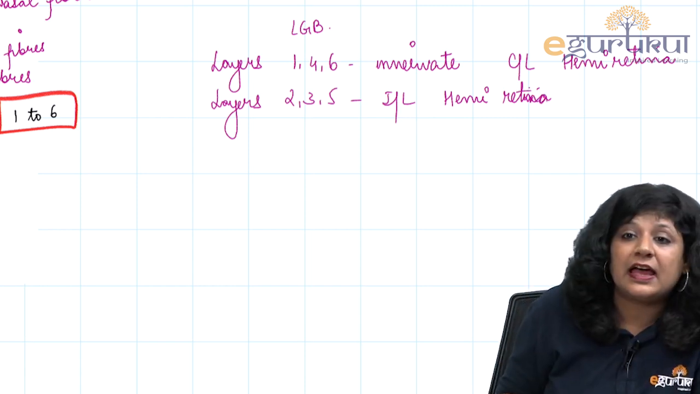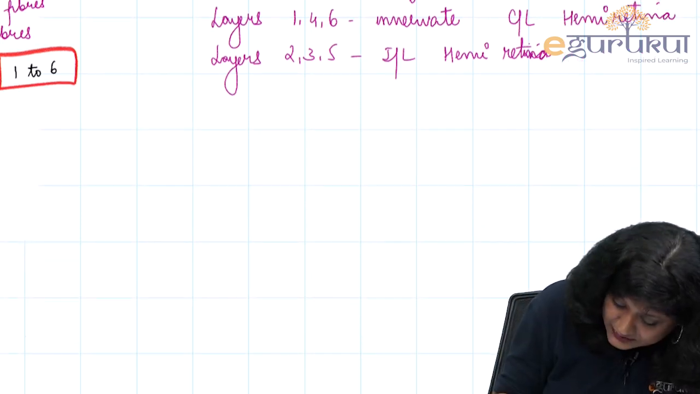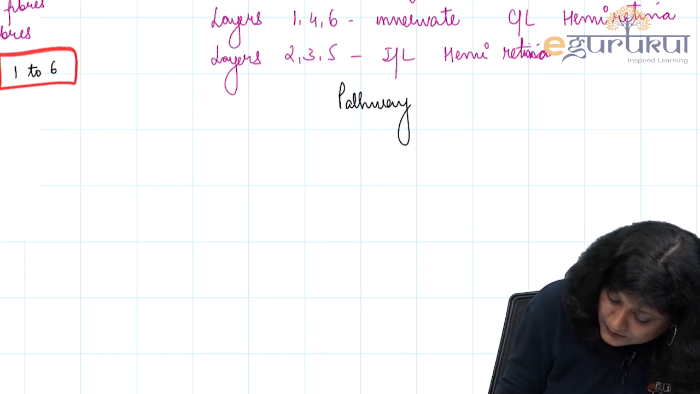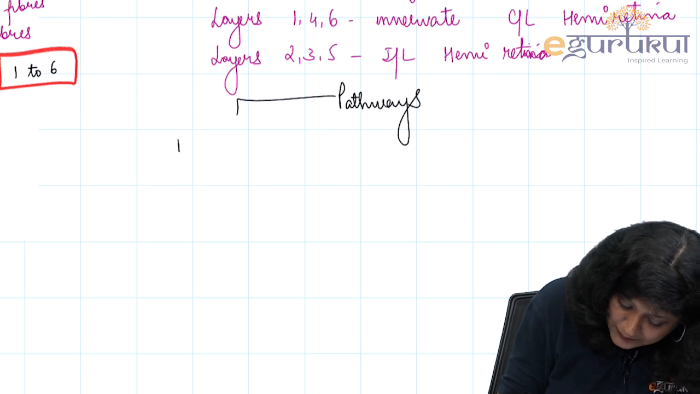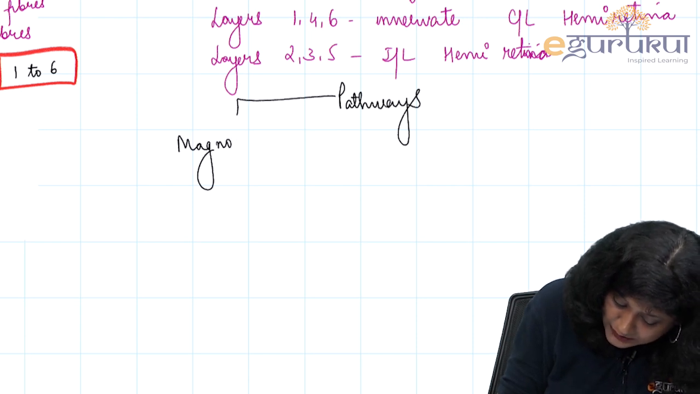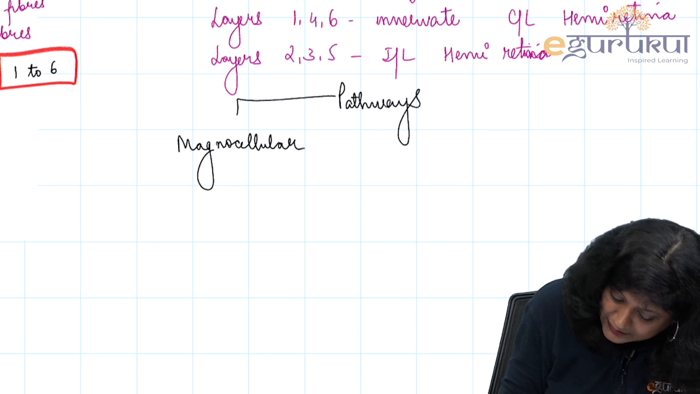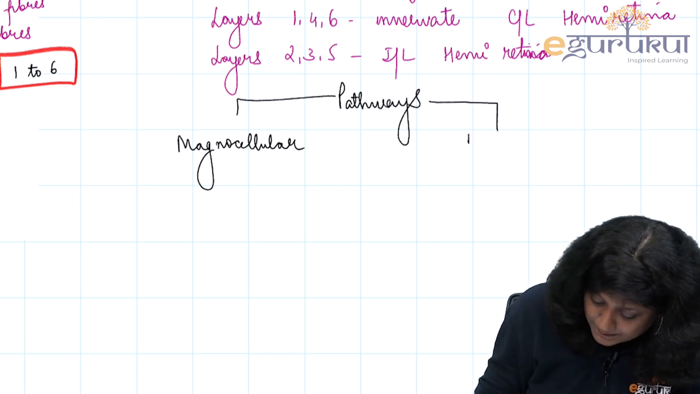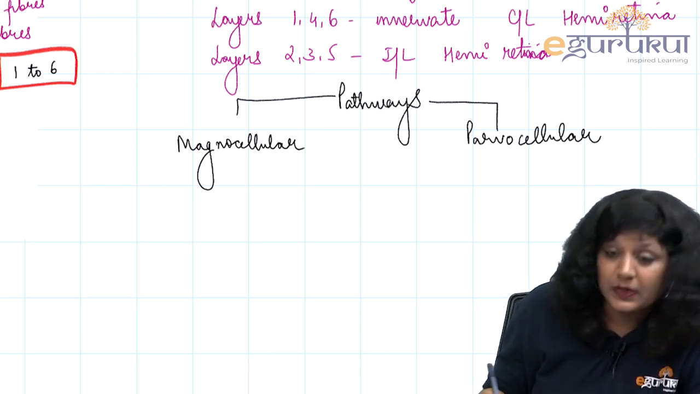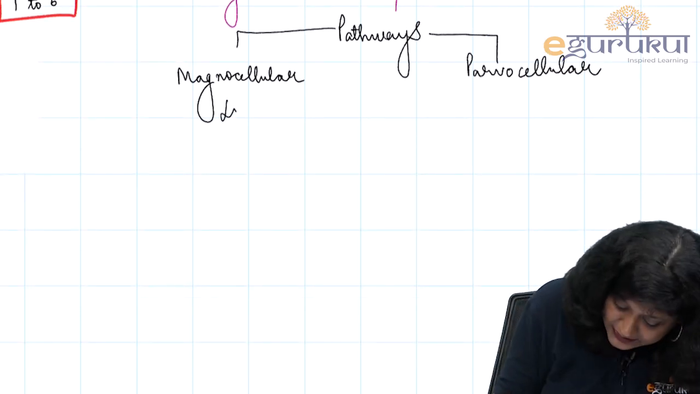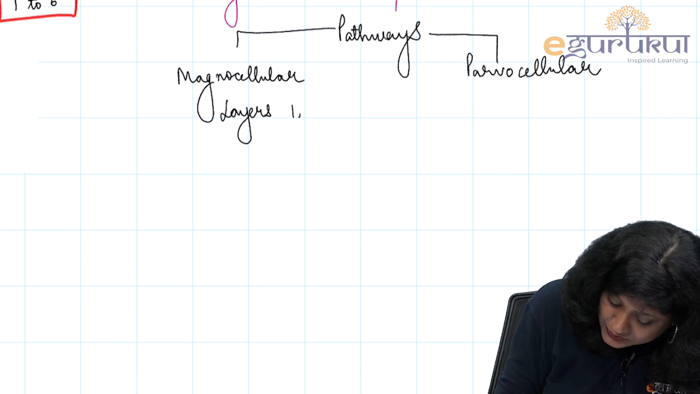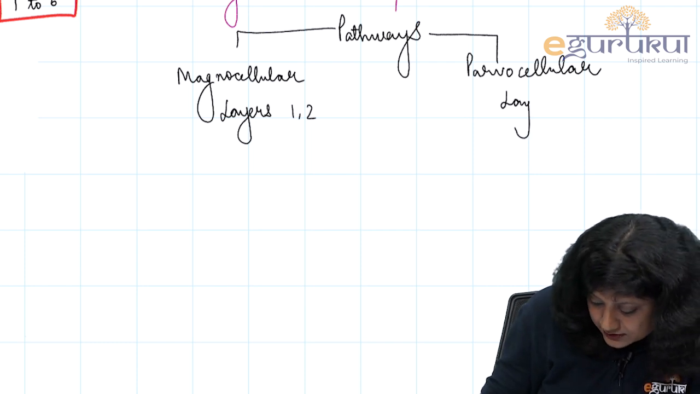Okay, then another important thing is the pathways. It is forming actually 2 pathways. One is your magnocellular pathway and another is your parvocellular pathway. Magnocellular contains the layers 1 and 2, parvocellular layers 3 to 6.